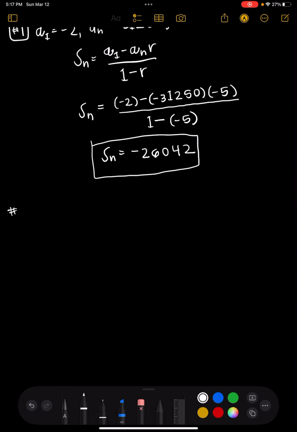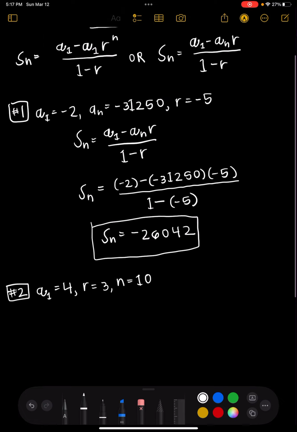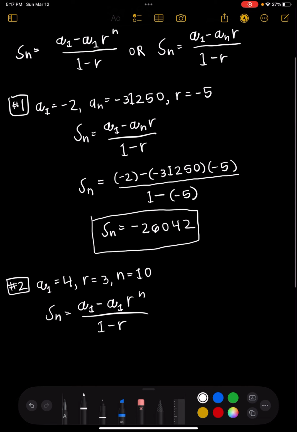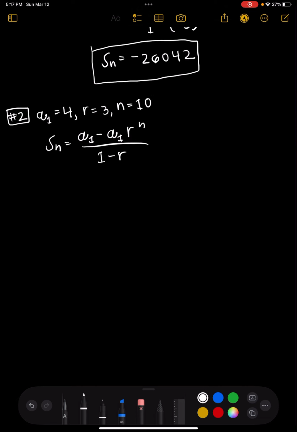So the second example gives us this information. The a sub 1 is equal to 4, r is equal to 3, and n is equal to 10. So once again, I'm going to scroll up a little bit here so we can see these formulas. We have the first term, the r and the n. Because we don't have the a sub n, it's going to be really hard for us to use that second equation. Instead, we're going to use that first equation. So I'm going to just rewrite it down here. S sub n is equal to a sub 1 minus a sub 1 r to the power of n, over 1 minus r.